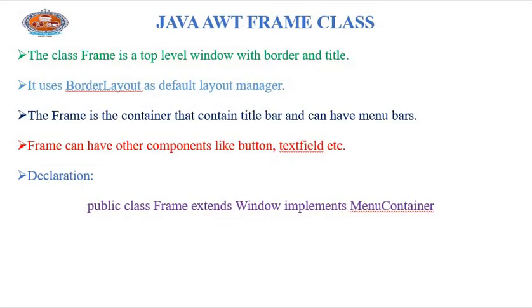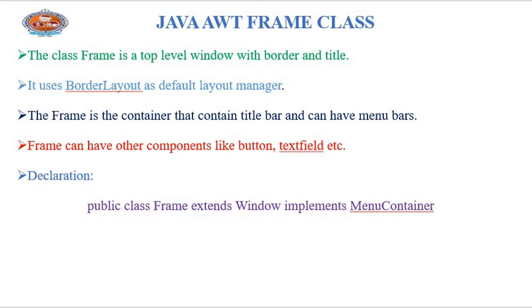Next one is the Java AWT Frame class. The class Frame is a top-level window with border and title. Frame is a top-level window with border and title. But in the case of panel, it does not have the title bar.